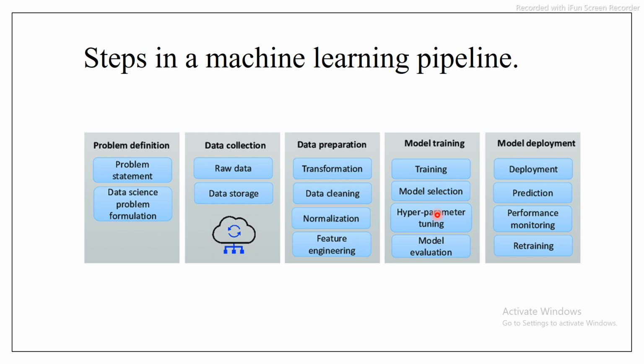So how are you going to fine tune the model? There are different parameters of every classification as well as regression algorithm. You have to tweak those parameters so that you can bring higher accuracy into the model. So hyperparameter tuning is typically important.